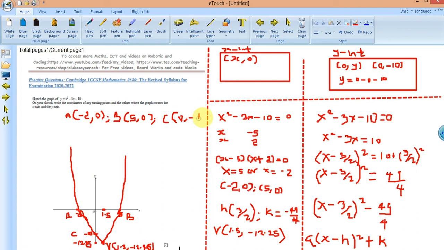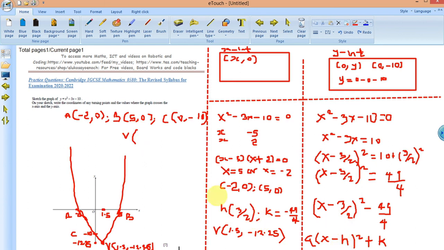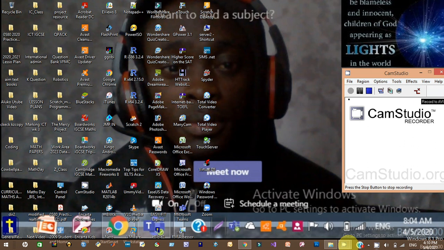Then what other coordinates? Finally the vertex. Let me put it in this form: 3 over 2, that is 1.5, comma, and what is that? Minus 49 over 4, and that is minus 12.25. Okay guys, that's the end of this question. Let's go to the next question.